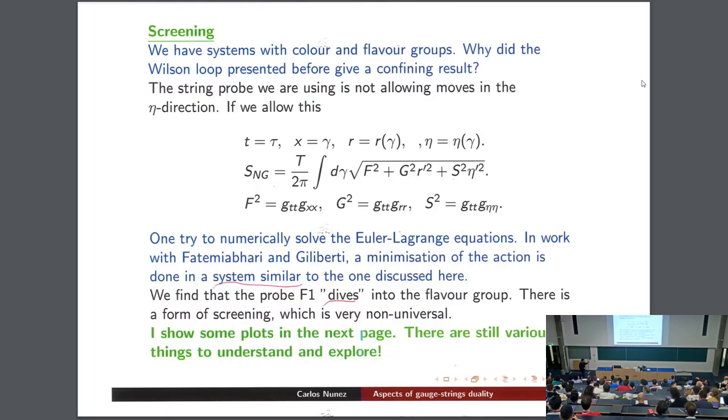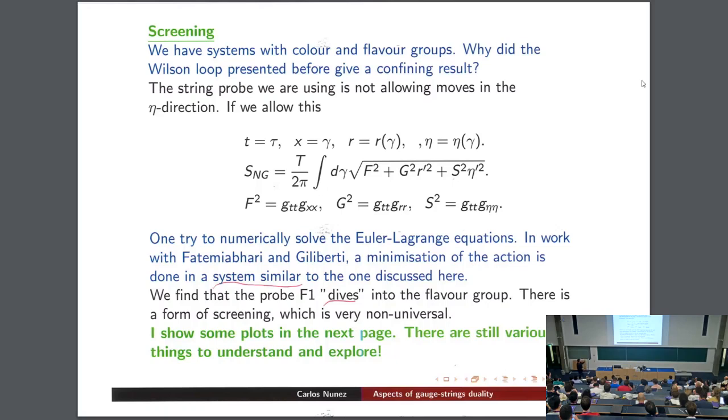So the idea is that putting this probe fundamental string into the bulk and allowing it to explore the radial direction and the quiver direction, one finds that the fundamental string wants to dive into the flavor group. So it wants to move in the quiver direction and attach to the flavor group. This is a form of screening, and it's very non-universal because it depends on where the flavor group is, etc.